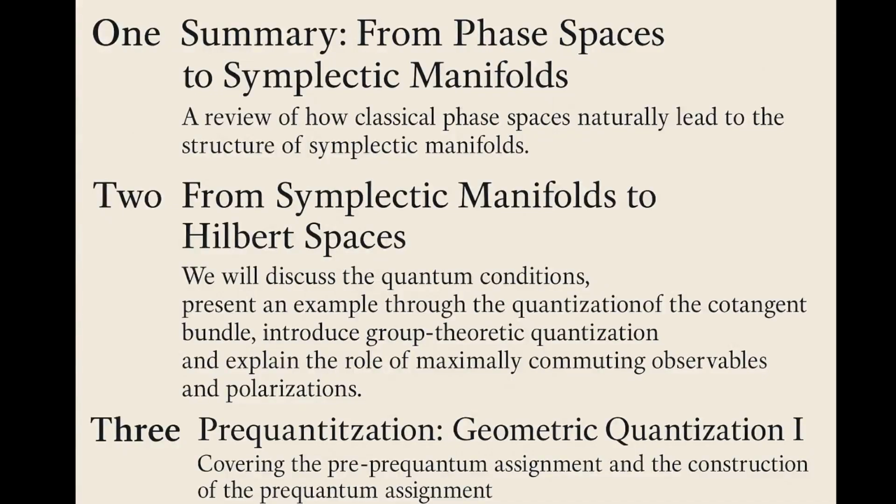Today's lecture is organized as follows. 1. Summary, from phase spaces to symplectic manifolds. A review of how classical phase spaces naturally lead to the structure of symplectic manifolds. 2. From symplectic manifolds to Hilbert spaces. We will discuss the quantum conditions, present an example through the quantization of the cotangent bundle T*Q, introduce group-theoretic quantization, and explain the role of maximally commuting observables and polarizations. 3. Prequantization, geometric quantization 1, covering the Prequantum Assignment and the construction of the Prequantum Assignment.